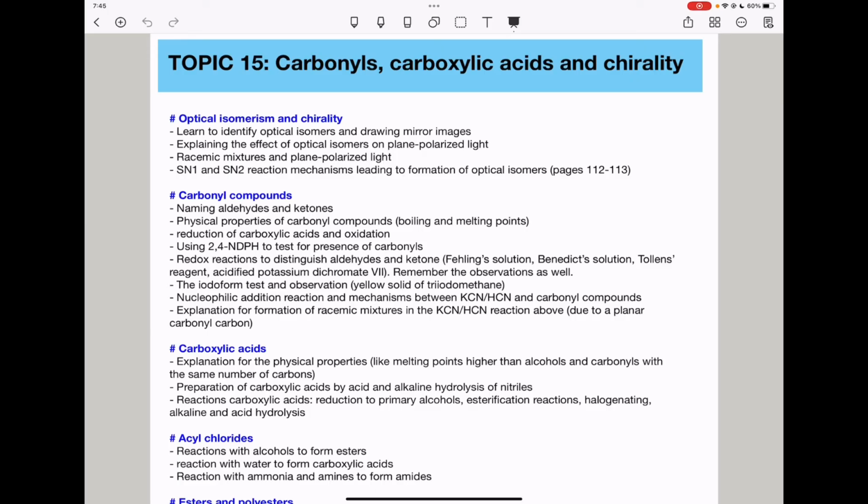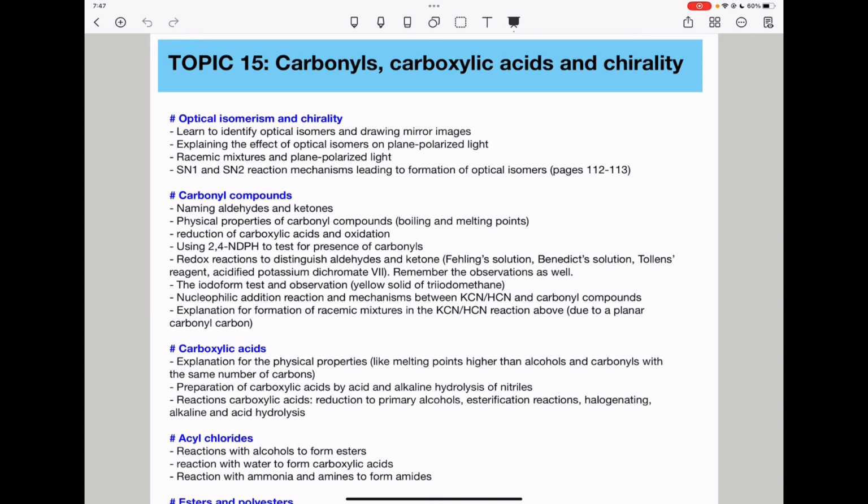Please remember to count the number of electrons if it's a comparison so that you know if they have the same strength of London forces. They could ask you about reduction of carboxylic acids as well as oxidation of carbonyls like aldehydes. Remember the test for presence of a carbonyl group? We use 2,4-DNPH. You need to fully understand redox reactions that are used to distinguish between aldehydes and ketones.